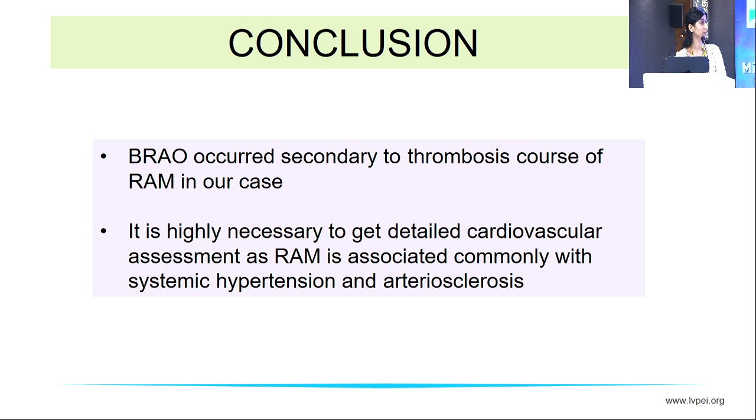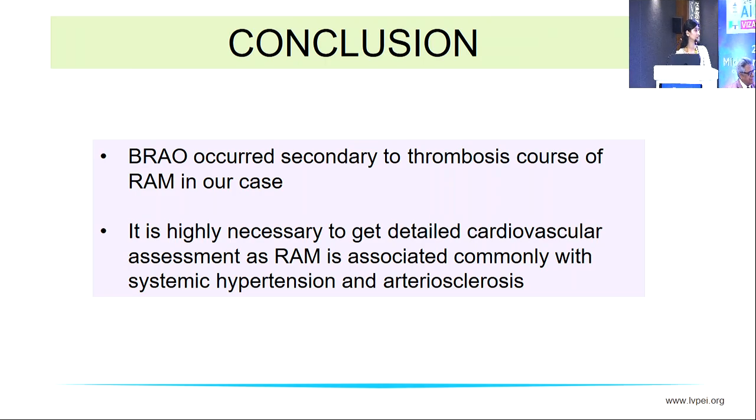It will not resolve spontaneously. Because we were looking for the natural course of the RAM, like the thrombotic, the fibrotic and the resolving stage of the RAM. So we called the patient after 1 month to look for the progression, how it will respond. So that is why. If it spontaneously is thrombosed, that's okay. All RAMs need not be lasered.